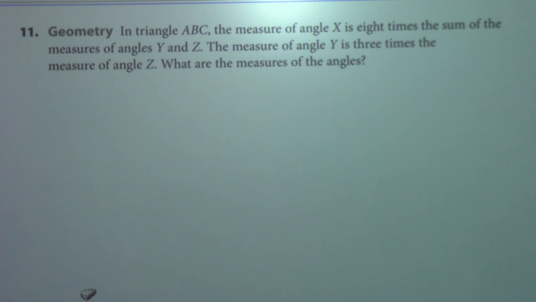Well, the first one is the one that Kayla gave us, because we know we're going to have three angles. So x plus y plus z are going to have to, if we add these three angles together, what are we going to get? 180, right? So how hard was that? That's not hard, is it?